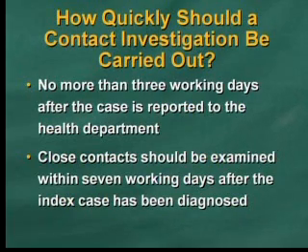Again, we say case, but it could be a suspect. Close contacts should be examined within 7 working days after the index case has been diagnosed. So we move in 3 days on the information that comes to us that there's a person in a hospital, or a person that's been isolated, and we believe that person has TB. That worker will make their way to the hospital or wherever they are, in the home, and we'll start doing the contact interview process there.